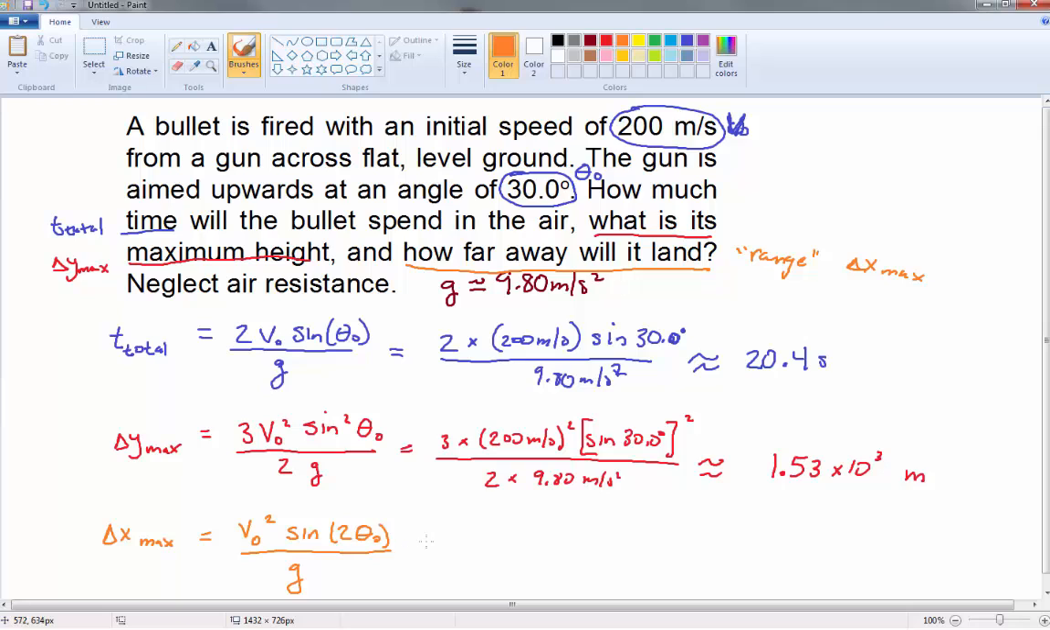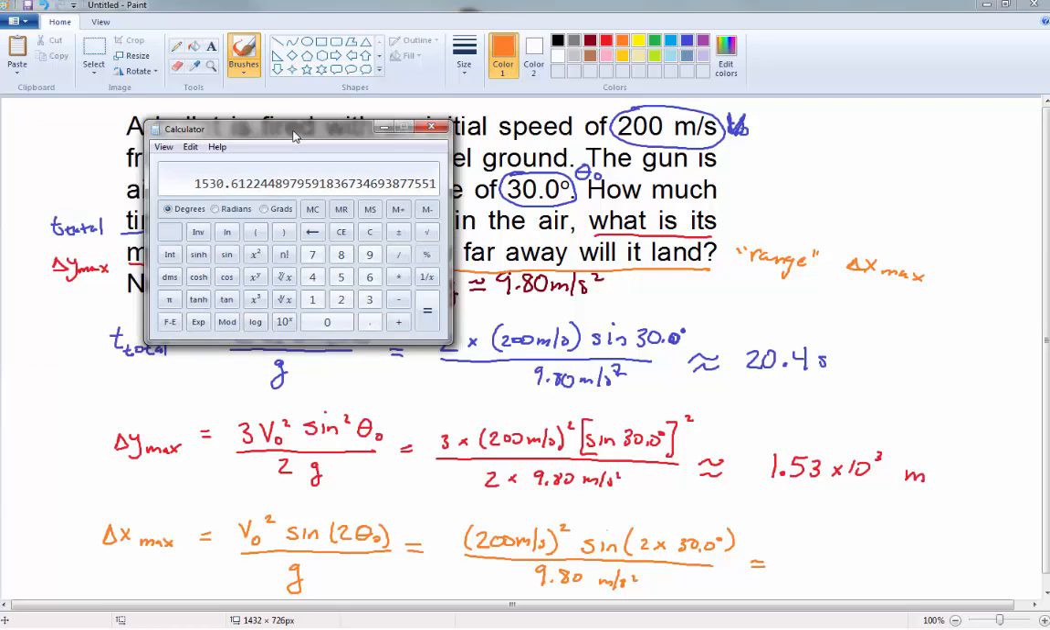So plugging our numbers in here, this thing becomes 200 meters per second. Then we have to square that. And then that is times the sine of 2 times 30.0 degrees, which would be 60 degrees. And then that is over 9.8 meters per second squared. So if you take 200 and you square it, you get 40,000. And then we're supposed to multiply that by the sine of 2 times 30. So 2 times 30 is 60.